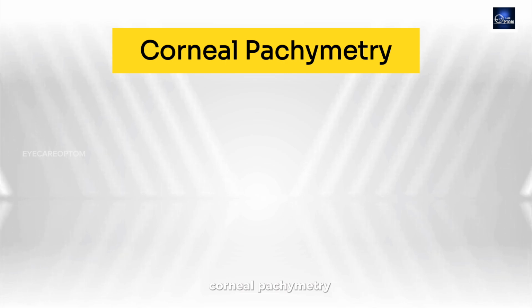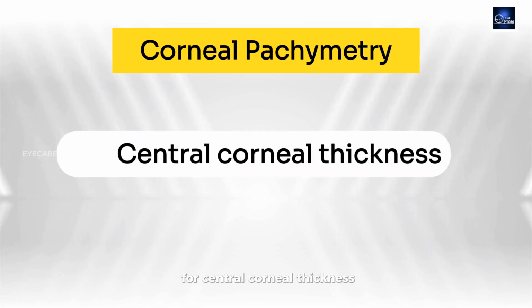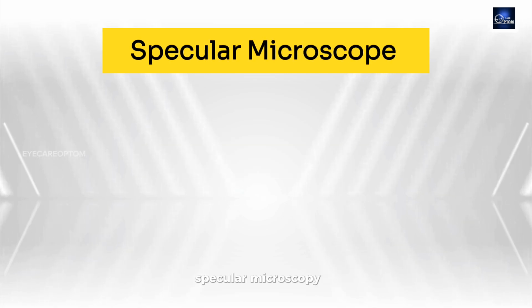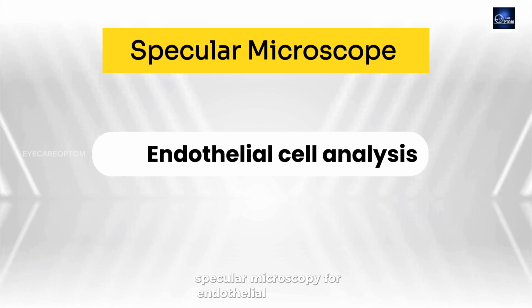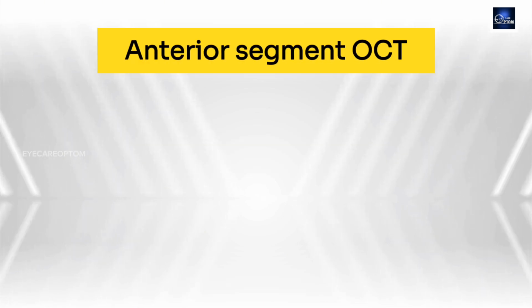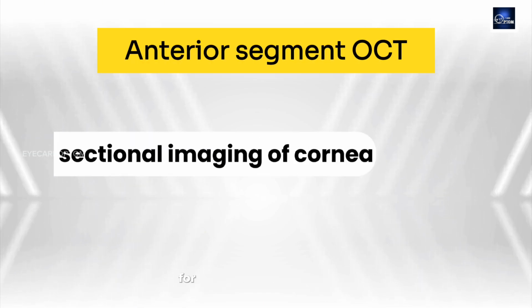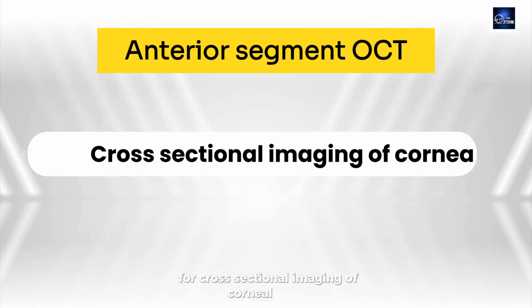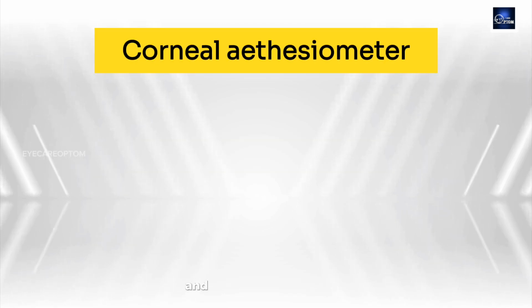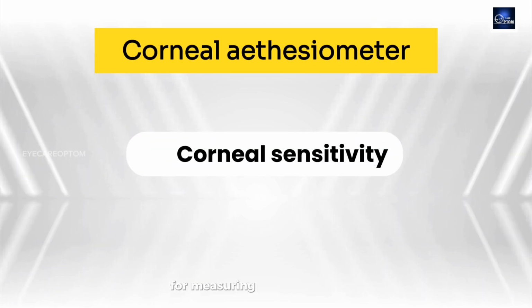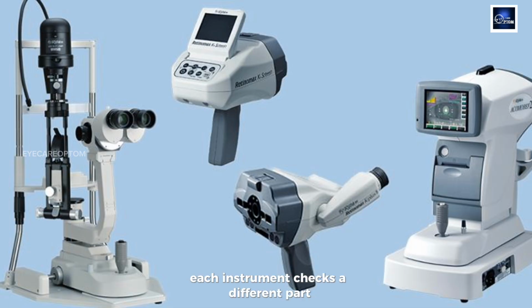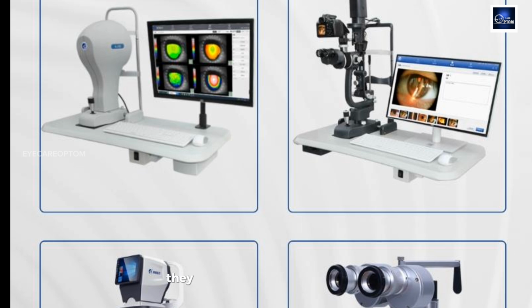Corneal pachymetry for central corneal thickness measurement. Specular microscopy for endothelial cell analysis. Anterior segment OCT for cross-sectional imaging of corneal layers, and corneal aesthesiometer for measuring corneal sensitivity. Each instrument checks a different part or a different property of the cornea. Together, they give us a complete picture of corneal health.